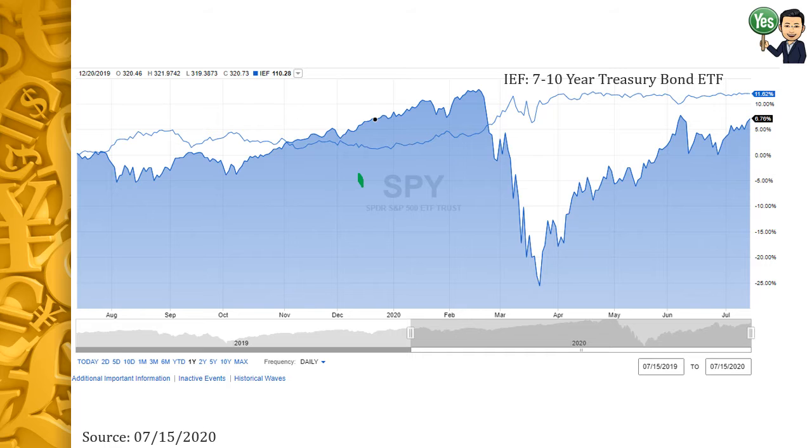This is a chart for SPY, which means the US stock market, and the blue line here is the IEF, the 10-year Treasury bond ETF. Here again, in 2020, the stock market crashed down, but the bond ETF stayed in price. It fluctuated a little bit, but stayed almost the same price compared to the stock market.